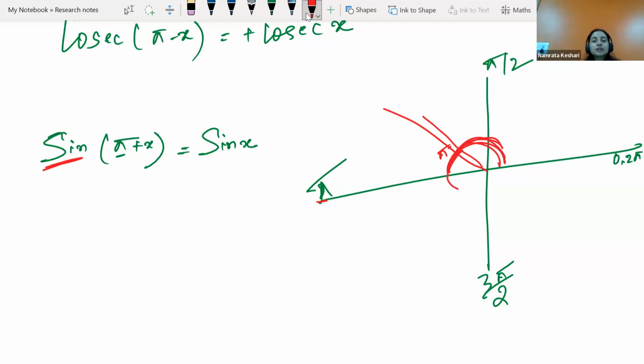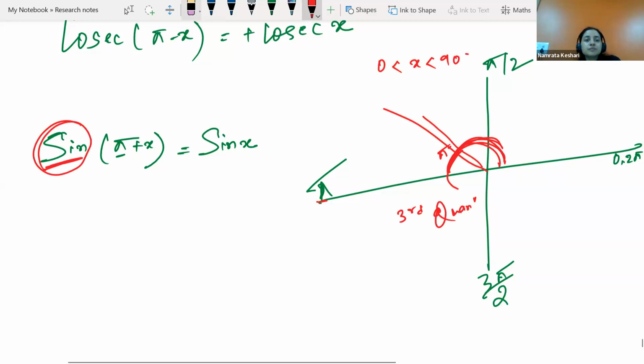x is just any angle lying between 0 to 90 degrees. It is not more than 90. It will not jump and go to any other quadrant. x means before or just after. So pi plus x, can we say it is third quadrant? Yes or no? Yes.